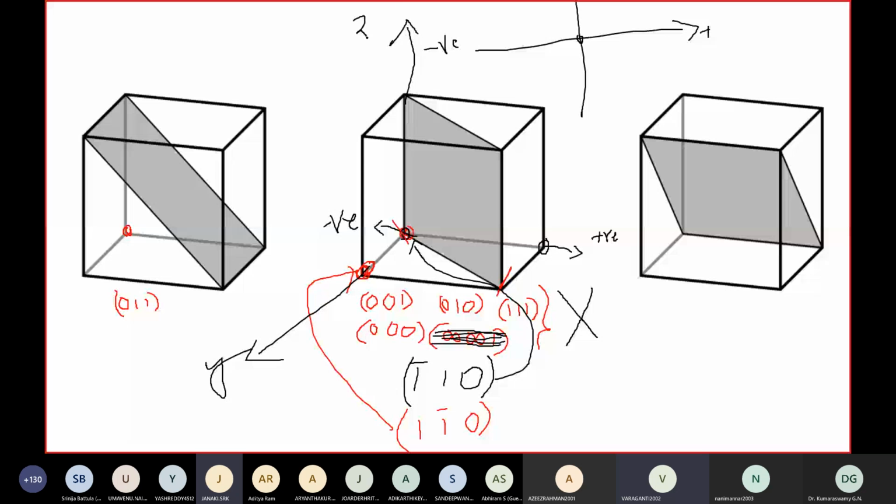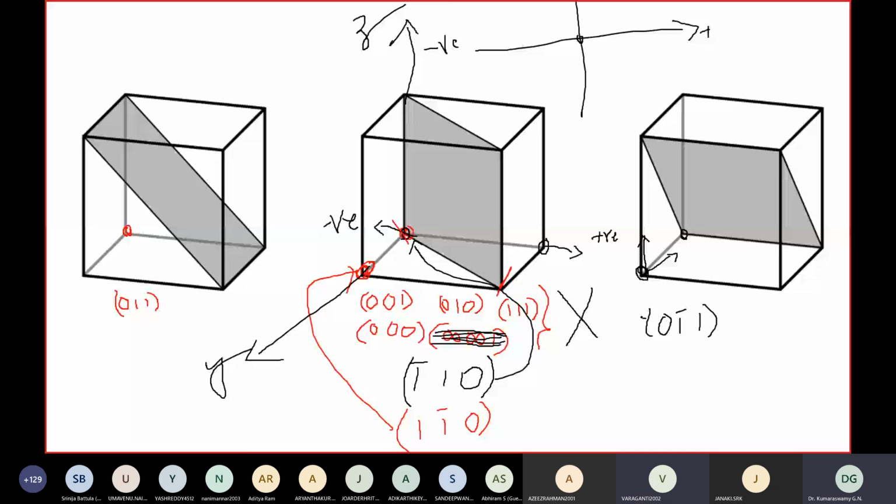So the last one is 1 bar 0 1. Now, where did you choose the origin? Towards the y-axis. Yes, you can choose this one with positive y, positive z and negative y. Very good. So it is 0 1 bar, 1 bar 1 1.